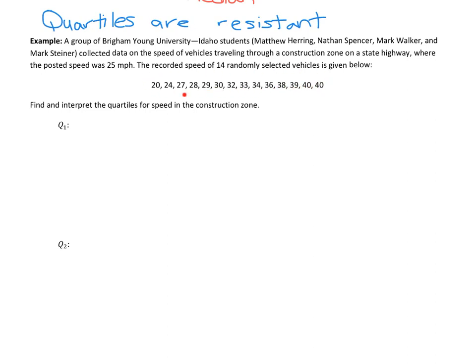All right, so as I'm looking at this data, I'm also noticing that it's already in ascending order, which is awesome. And so we're going to find and interpret the quartiles for speed in the construction zone. All right, well, quartiles are like medians. So the very first step is to put everything in ascending order, and it's already in order. So I would make a note of that. So notice that this is in order already.